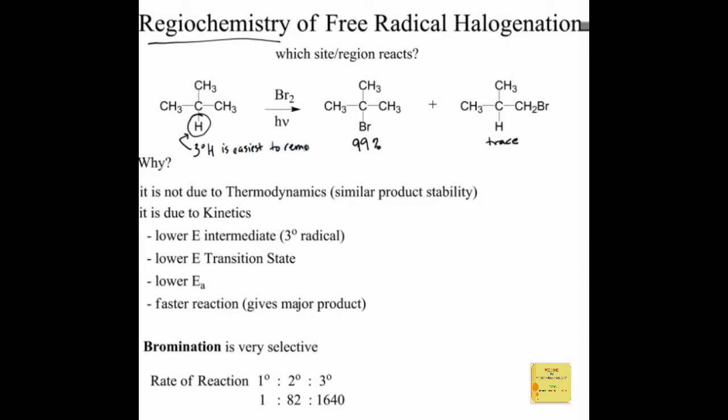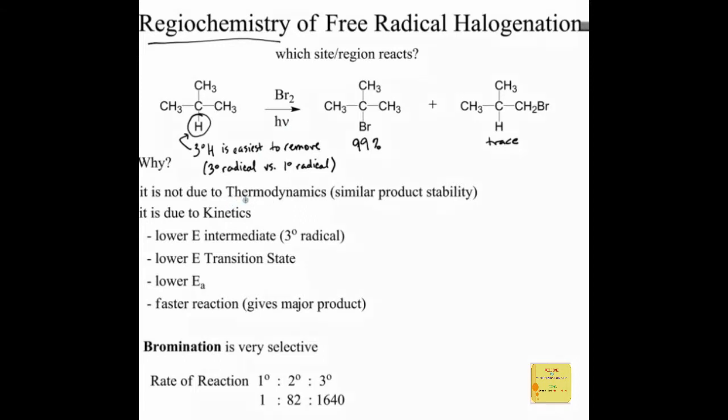If we consider the resulting radical that can form, we would have a tertiary radical if we removed that hydrogen. If we removed any of the other 9 hydrogens, we would end up with a primary radical. And remember, we talked about radical stabilities, and so we know there's a difference in those 2 stabilities. So what's going on here?